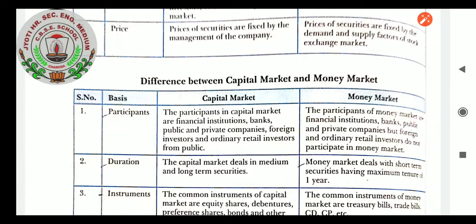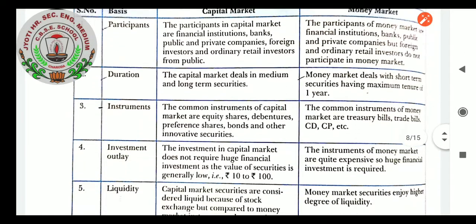An ordinary retail investor doesn't get involved in money market instruments, same as with private companies. The capital market deals in medium and long-term investment, whereas the money market, as we already learned, deals with securities of below one year.